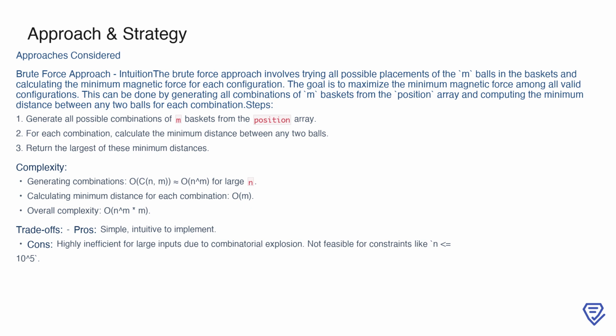While this method is straightforward and easy to implement, it becomes computationally expensive as the number of baskets increases. The time complexity grows exponentially because the number of combinations is proportional to n^m, where n is the number of baskets. This makes the approach infeasible for larger inputs, like when n goes up to 100,000. Despite its simplicity, the brute force solution highlights the need for a more efficient strategy to handle larger constraints effectively.